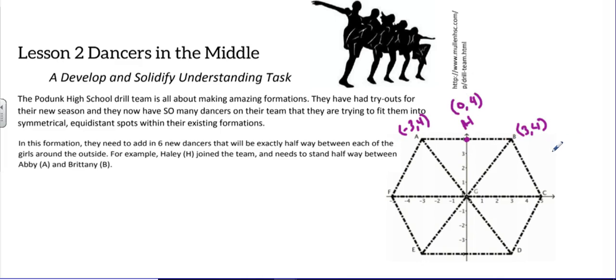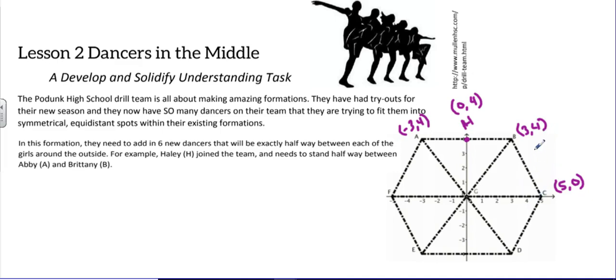Next, let's find where Isabella is standing. Isabella is in between Brittany and Courtney. Brittany we know is at (3, 4). Courtney is at (5, 0). To find where Isabella is going to stand, we want to find the middle horizontally between Brittany and Courtney, and we want to find the middle vertically between Brittany and Courtney.